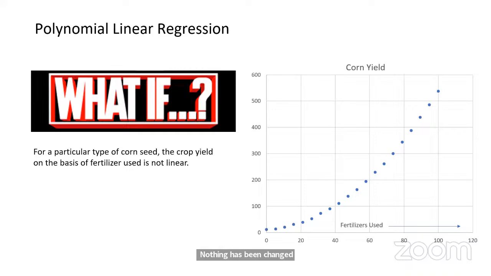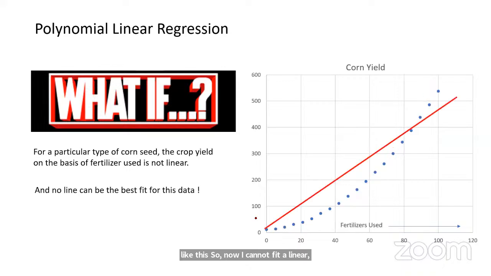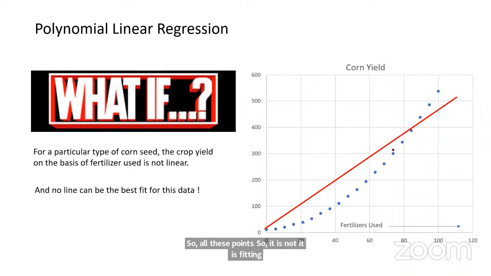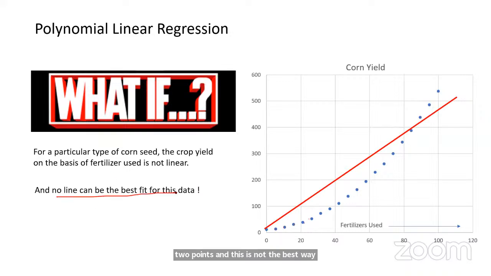Now, what if our data doesn't behave linearly? What if the data behaves like this? For a particular type of corn, the crop yield on the basis of fertilizer is not linear. It is somewhat in a curve fashion. So I cannot fit a linear line. If I fit a linear line, I will miss most of the points. It fits only two points, and this is not the best fit. A line cannot be a best fit for this type of data.